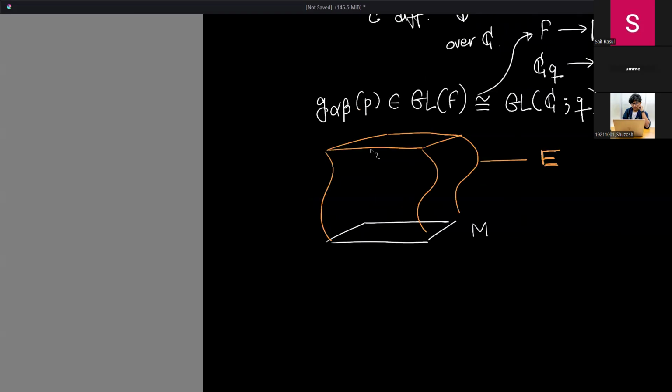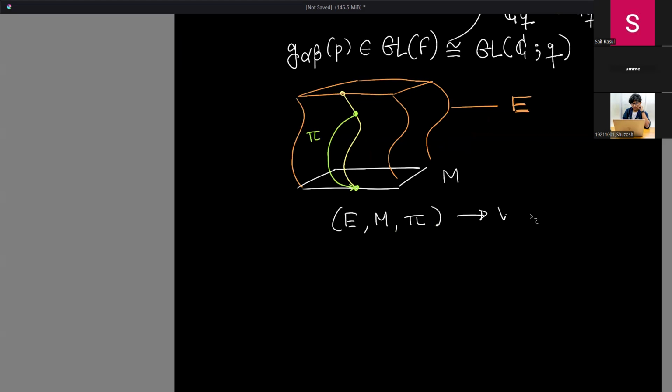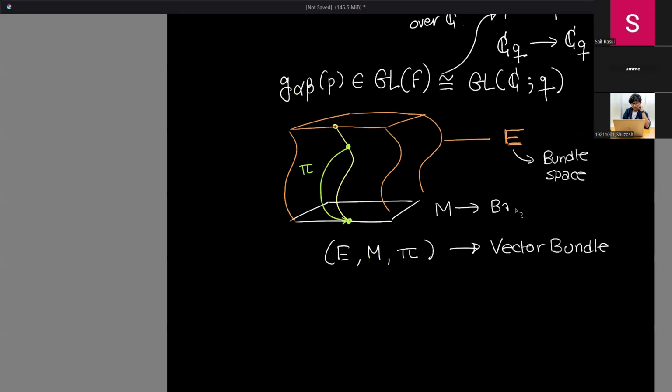And if we have a fiber on this manifold, then we can take a point down to its own base point using pi. And E, M, pi is called a vector bundle. This is called the bundle space. This is a recap of what we just did. This is the bundle space. This is the base manifold. And this is the bundle projection map.